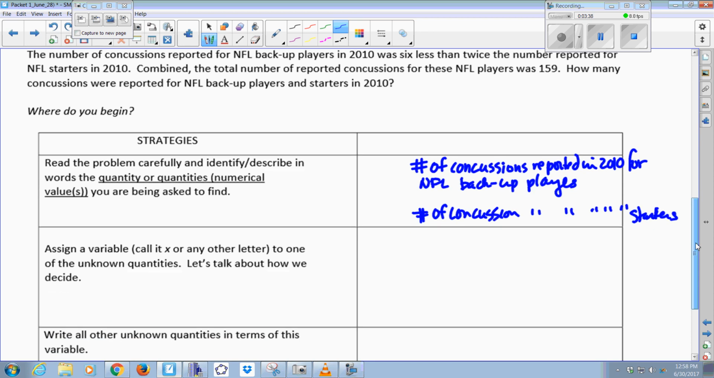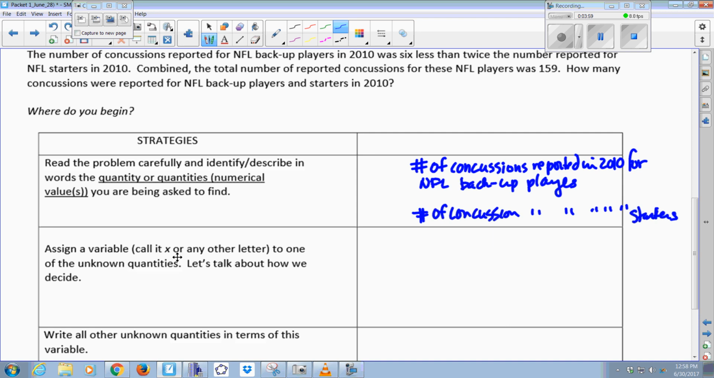Where do you go from here? Well, you know what it is you are being asked to find, so you need to assign a variable, and the variable that you use is up to you. Of course, we use X quite a bit, but you can use any letter you want. You could use C in this case if you want to, for the number of concussions.